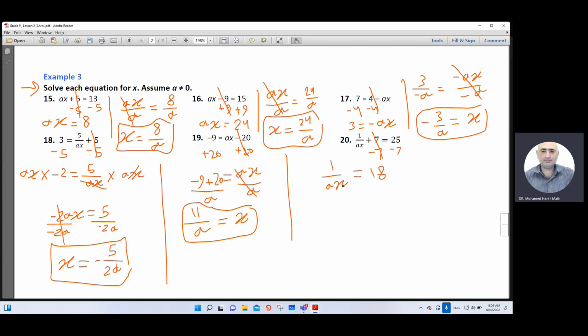Then we want to remove AX from the denominator to be in the numerator. So you can multiply the two sides by AX. AX up and AX down. AX divided by AX will be 1. It means here 1 equals 18 times A, 18A X.